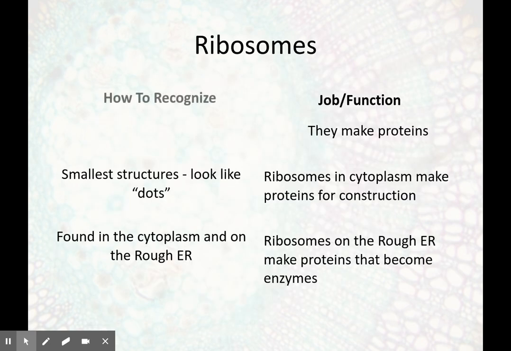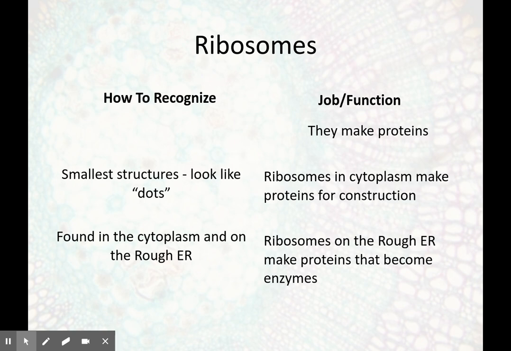All right, so speaking of ribosomes, you can find them on any diagram by looking at the smallest, tiniest little dots. They are found in the cytoplasm, the fluid that fills the cell, and they're also on another structure called the rough endoplasmic reticulum, or rough ER. The job of the ribosomes is to make proteins.